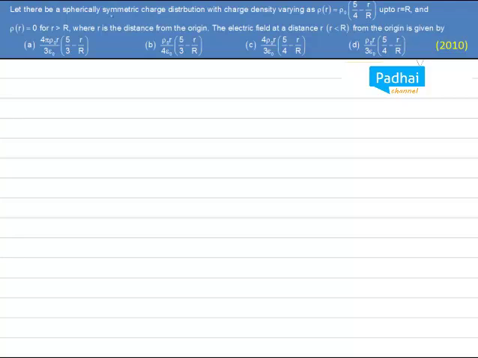Let there be a spherically symmetric charge distribution with charge density varying as rho equal to rho naught into (5/4 minus r/R) up to r equal to R, and rho is 0 for r greater than R. That means basically this is a spherically symmetrical shape, and this is the radius R, right?